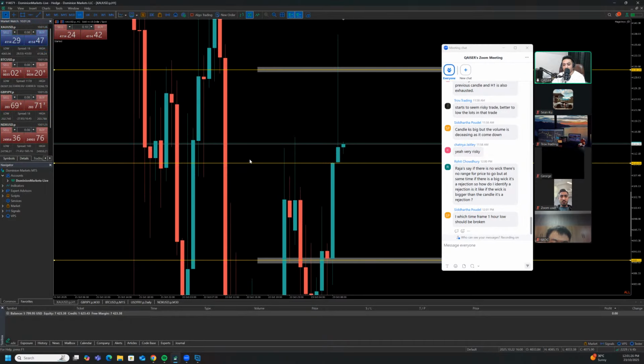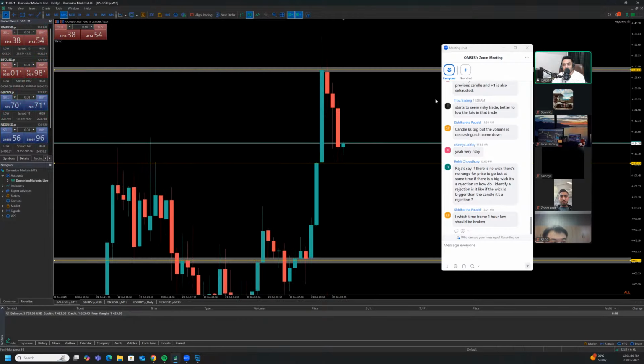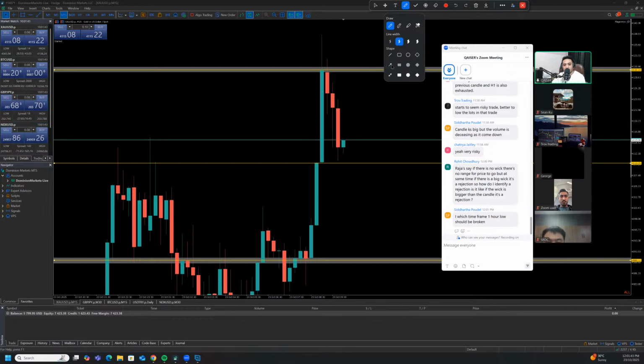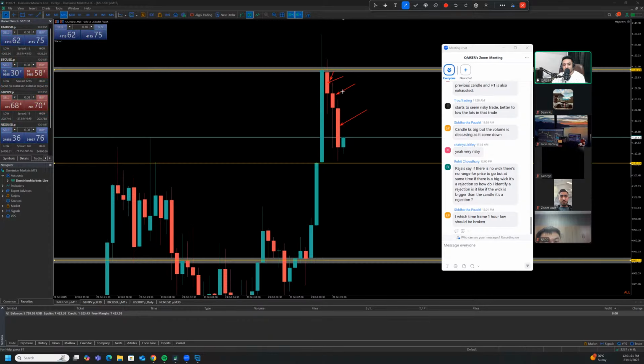So it's the opening of London right now and I'm just watching it. I just need to understand one more thing. Look at the size of this candle. Look at the size of this candle. Now look at the size of this candle. See, the selling pressure is getting larger and larger.